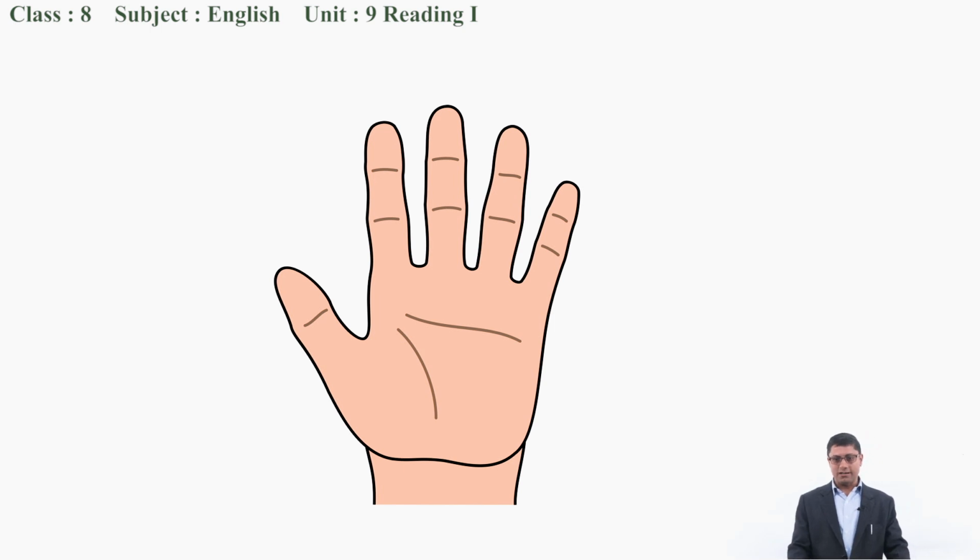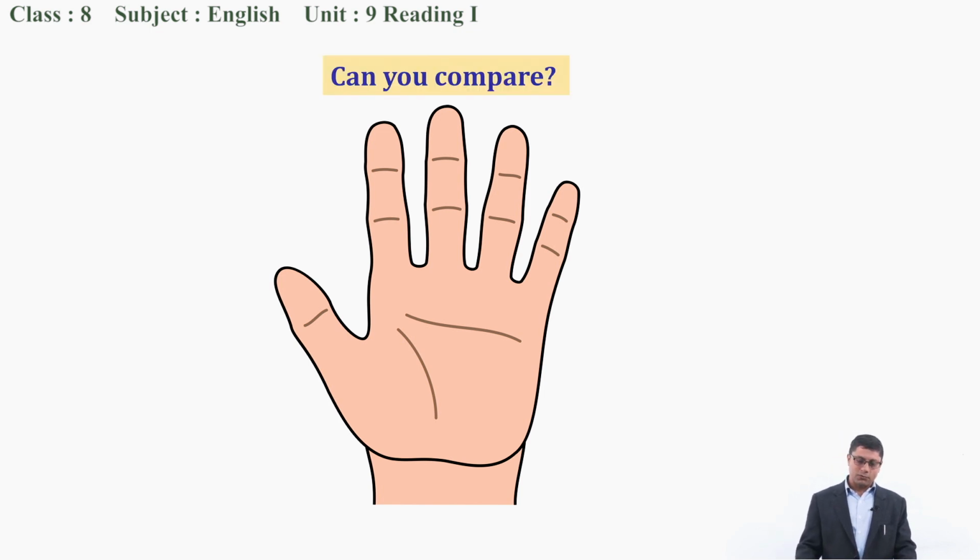Dear students, please look at the screen. What do you see on the screen? Very good. It's a palm. Okay, so do you see the fingers there? Good. So you do have 5 fingers on a palm. So can you compare them? Which one is longer? Which one is shorter? Which one is thicker? Which one is thinner? Can you compare?